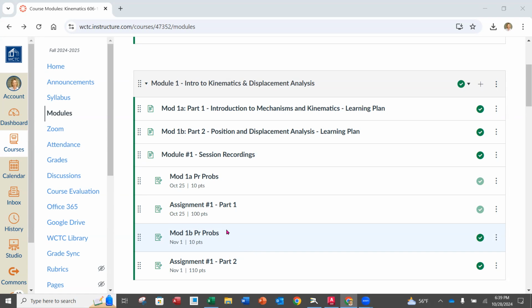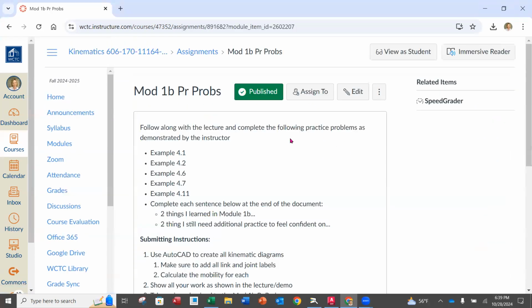All right, let's look at module 1B practice problems. I want to be sure that you know what to hand in for what we had gone over for chapter 4. So let's click on there. You're going to notice that the last time we were together, we went over examples 4.1 and 4.2. And then tonight we did 4.6, 7, and 11. So you're going to want to be sure that you hand these in as we had done them in class, because that's going to mimic how you're going to hand in similar homework problems for our assignments.